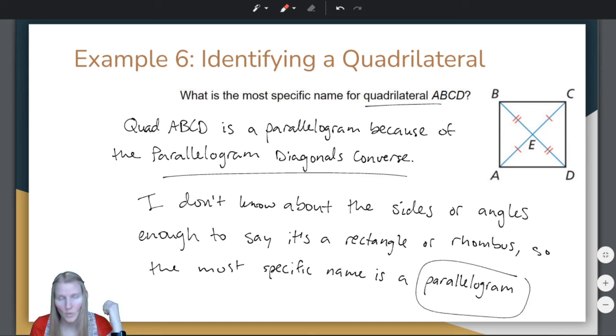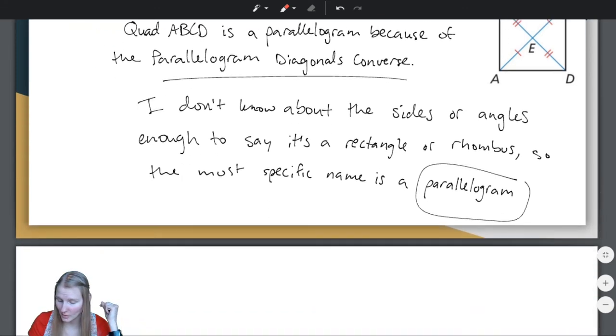We can't get any more specific than that, because I don't know about the angles, I don't know about the sides, whether they're congruent or right angles, or I don't know. Let's check and see if we were correct.